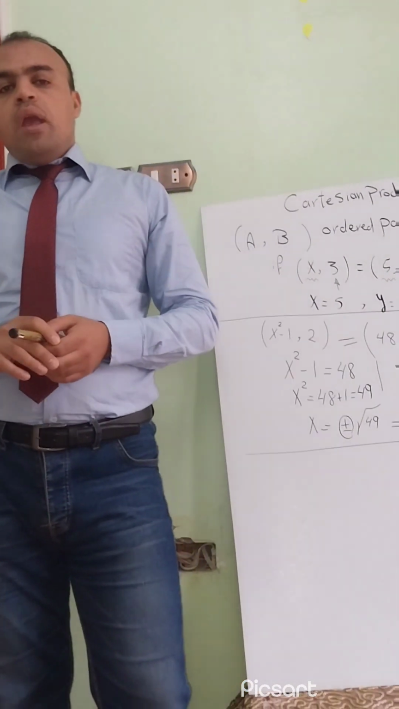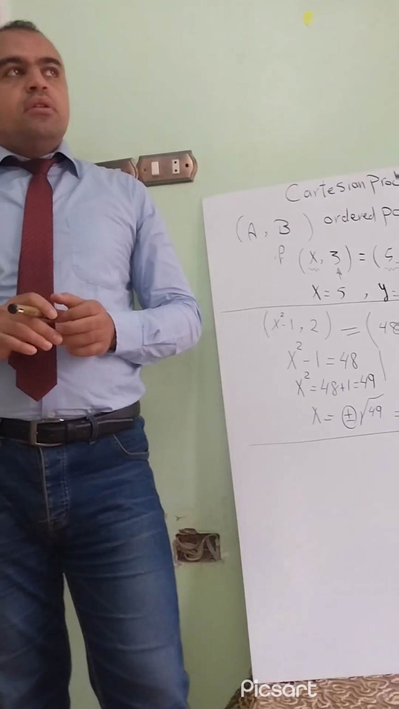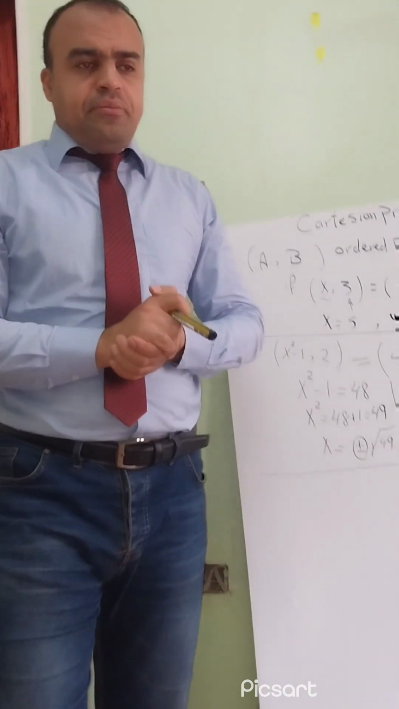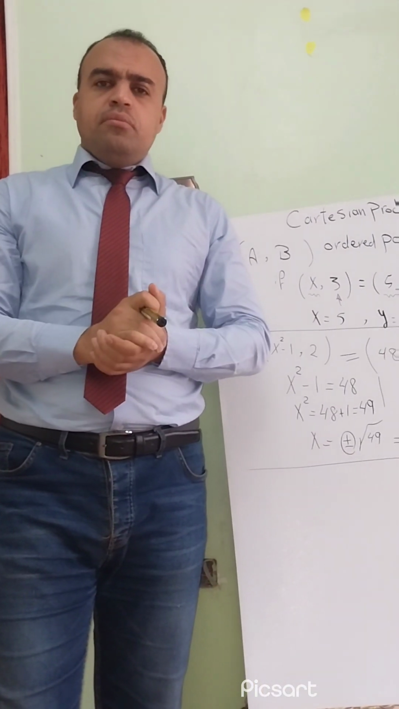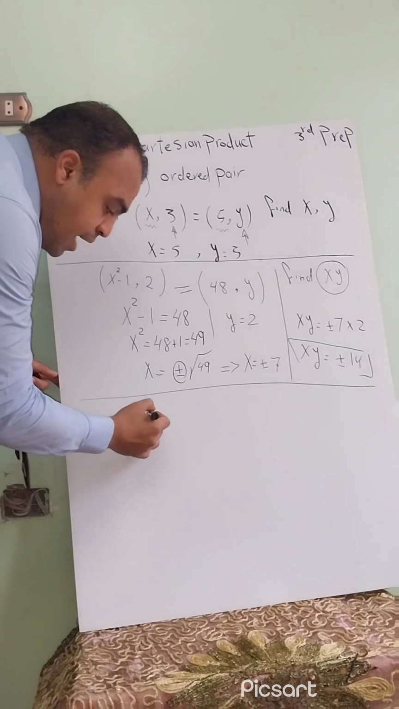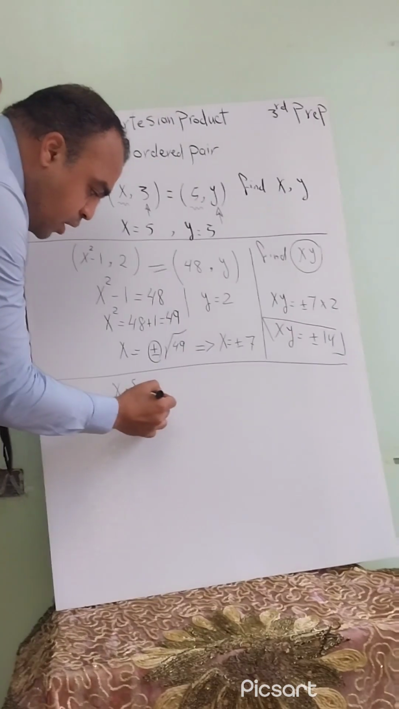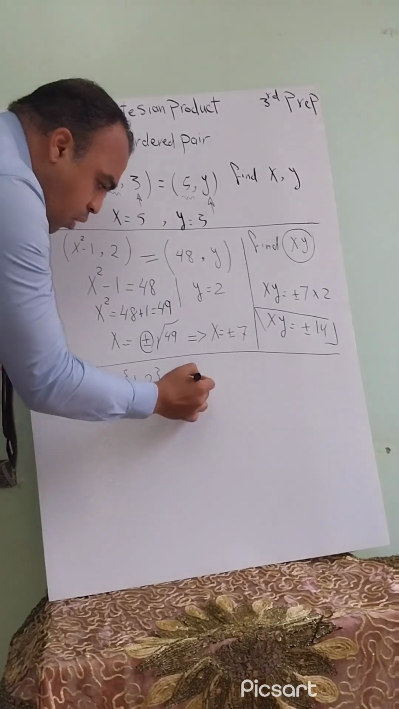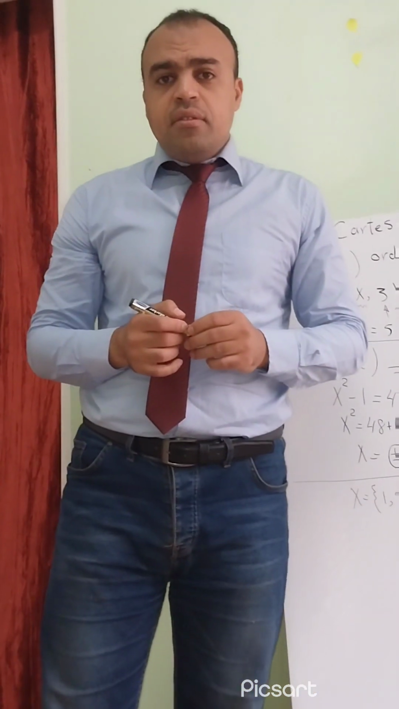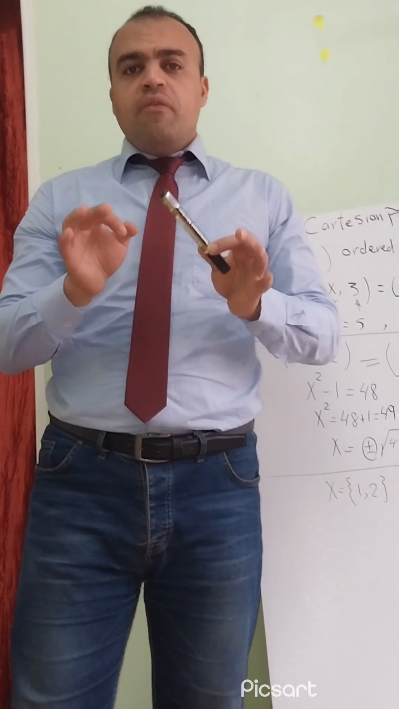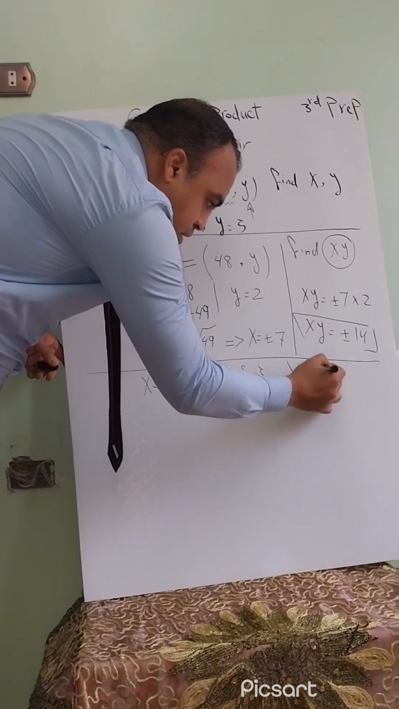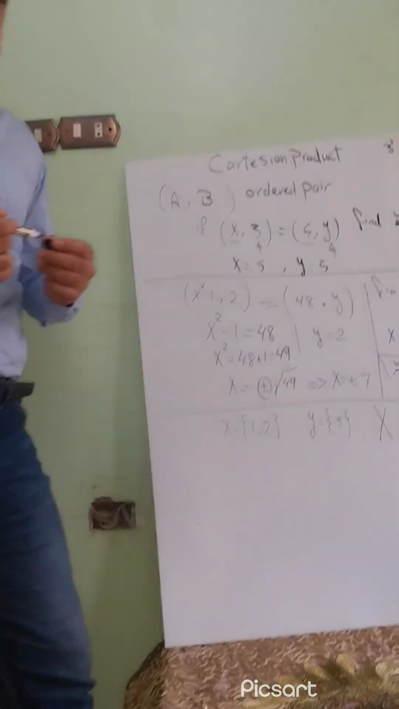Now we have talked about how we can use the equality of ordered pairs. Let's move to another point. If I have a set x, and this set x has two elements, 1 and 2, and I have set y equal to 3, and he said find the Cartesian product x times y. What about the Cartesian product here?